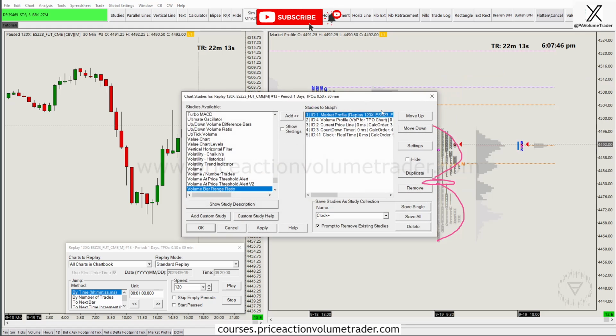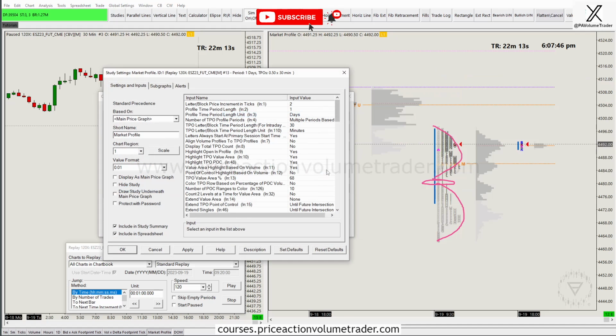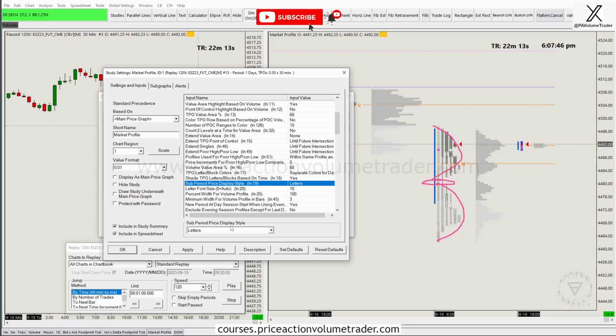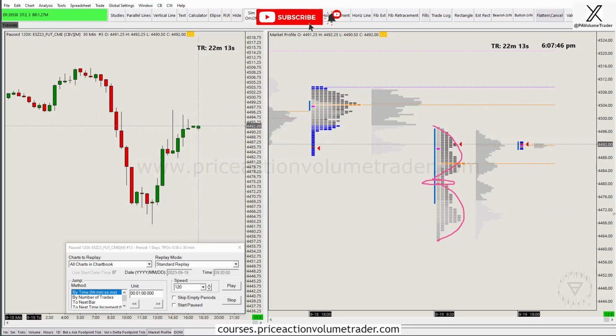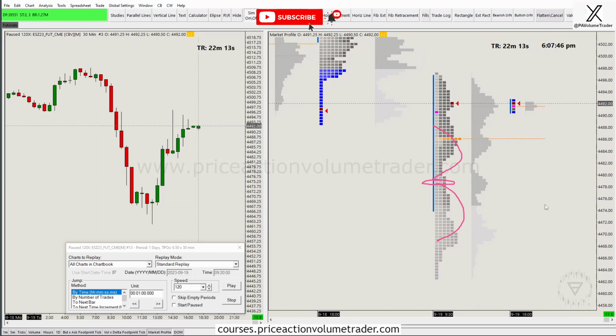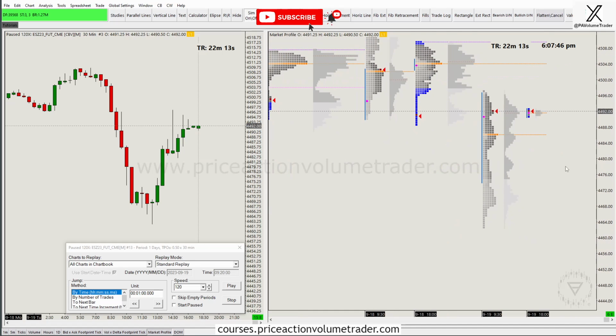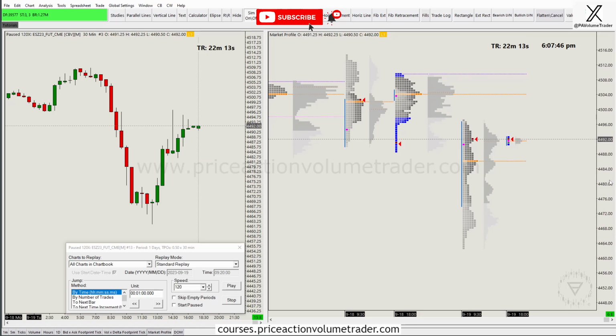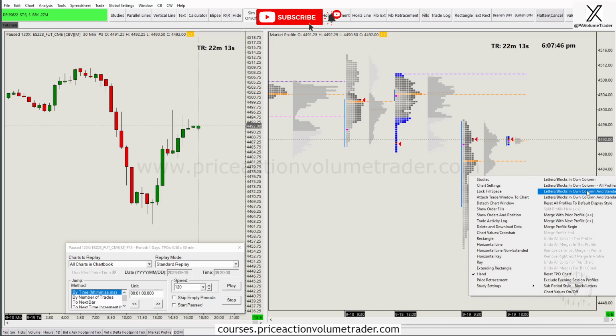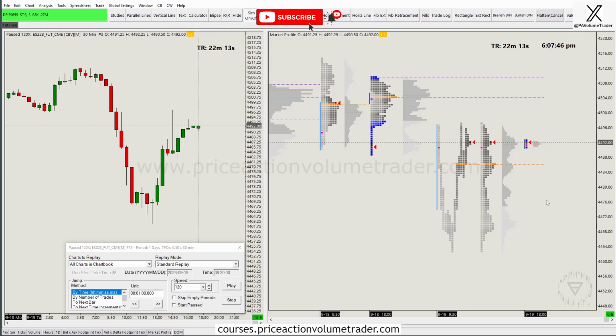If I go and change this back into blocks, it's a little bit easier. It looks cleaner in blocks. That's why I like it. Okay, so you can see right there we had our profile, and that's pretty much how you develop a market profile. Let's separate this again, and you can see this was the evolution of the day.